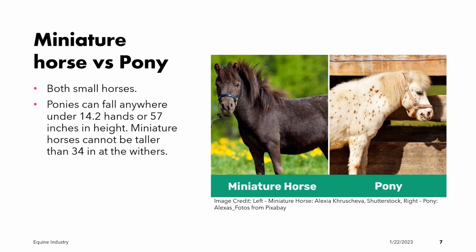You should also be able to differentiate between a pony and a miniature horse. Both of these are small horses, but they can be differentiated. One way is through their height. Ponies can fall anywhere under 14.2 hands or 57 inches in height, whereas miniature horses cannot be taller than 34 inches at the withers. So miniature horses are generally smaller compared to ponies.